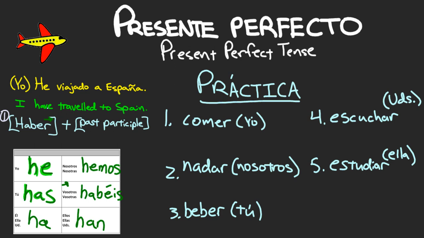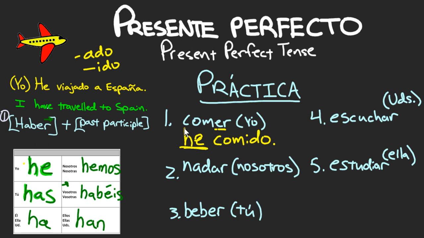Alright, so now let's start to go over the answers. Comer yo, I have eaten. He comido. Now, we've seen the example he viajado a España, so you're thinking, why isn't it he comado? Well, that's because comer is an ER verb. For AR verbs, you use ado. For ER and IR verbs, you use ido at the end. And don't forget that we do need that first verb there. It's the yo form, so we use that form of haber meaning to have done something.